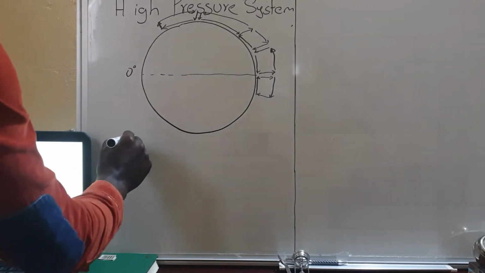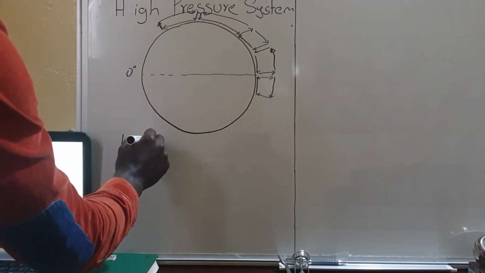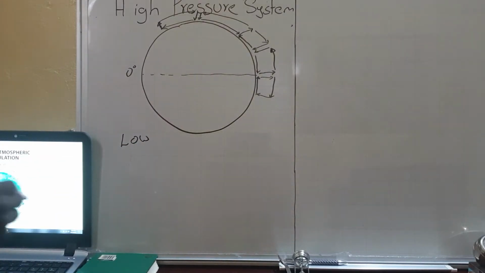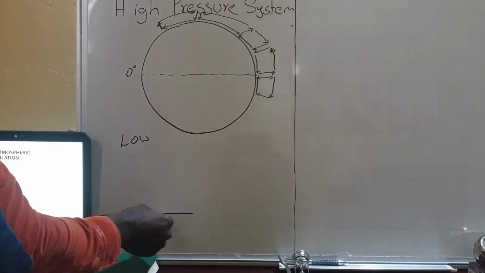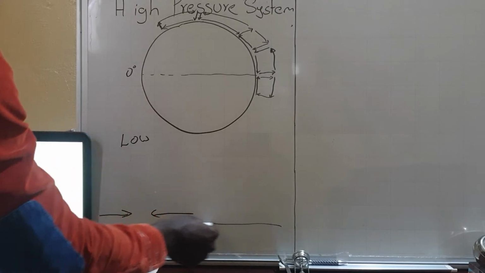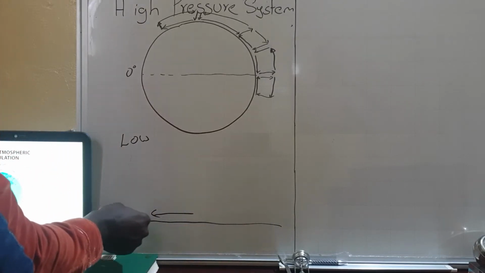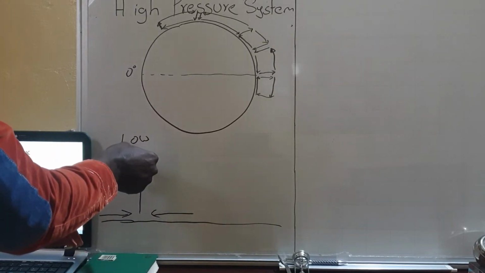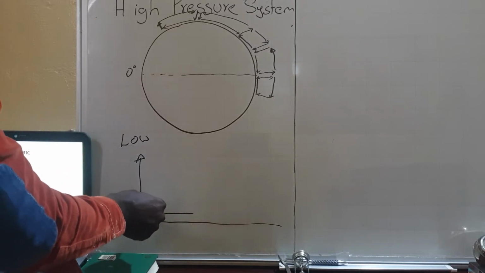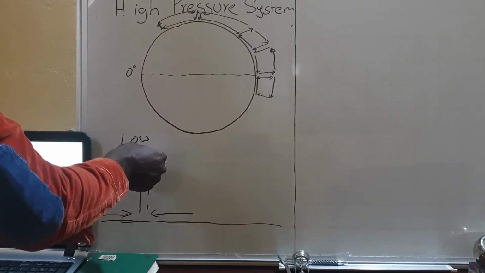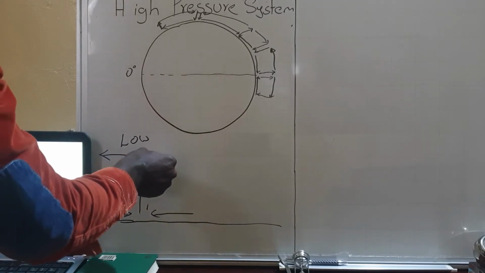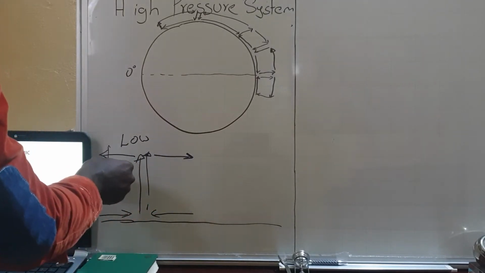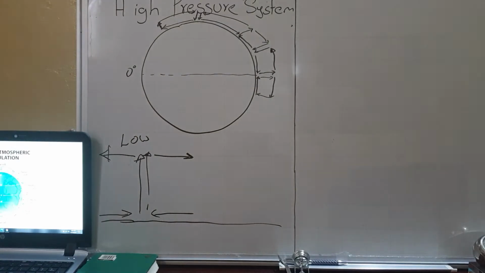So for a low pressure system, air converges at the surface. This is the surface. Air converges at the surface, and then it ascends. We'll see why it is doing so, and then it diverges on the outer layer, on the upper layers of the atmosphere.